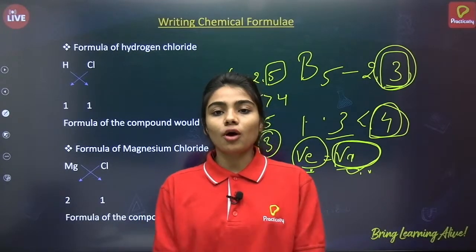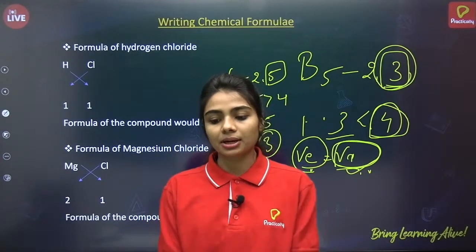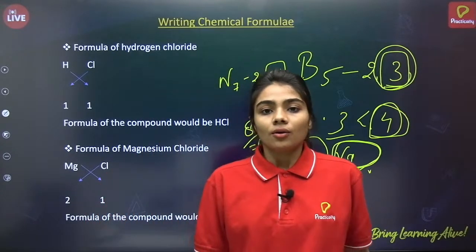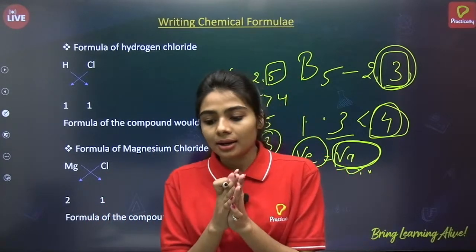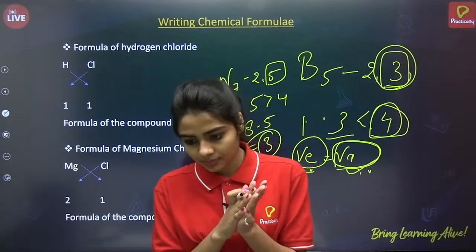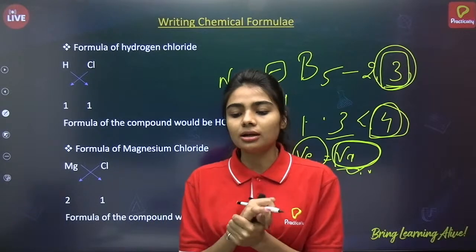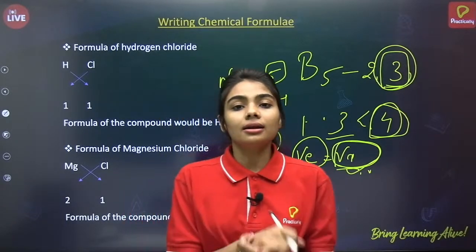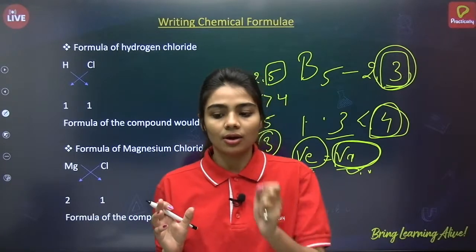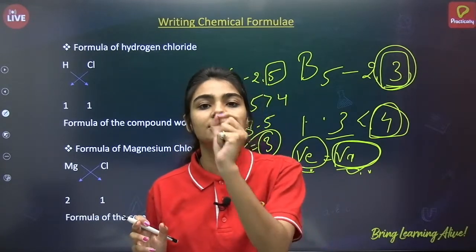Then we will move forward to writing the chemical formula. Ma'am, 8 is constant. So here, yes, why 8? Because there is a reason. If it is 4, Charan, then the valency will also be 4. Like for carbon, we know the valency will be 4.